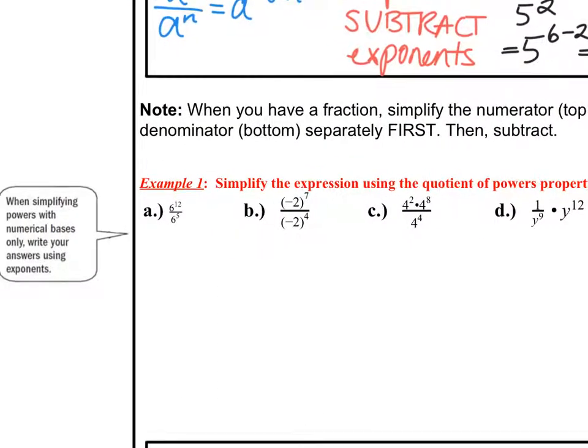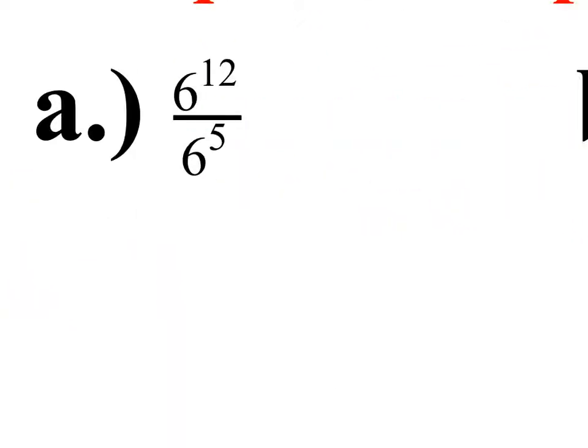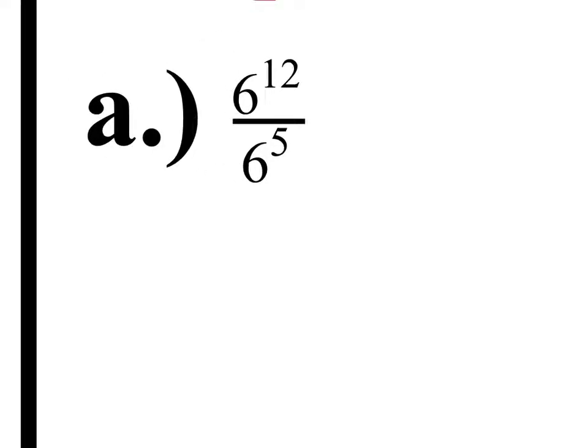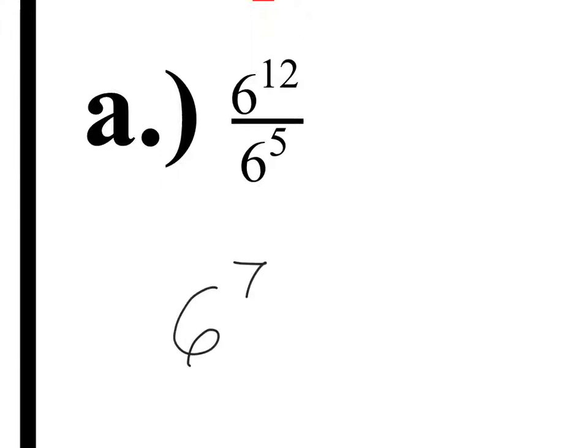First one. There's 12 sixes on the top. There's 5 on the bottom. You can cancel them out, or in other words, subtract. How many do we have remaining? 7. Right, so we just subtract. 6 to the 7th.